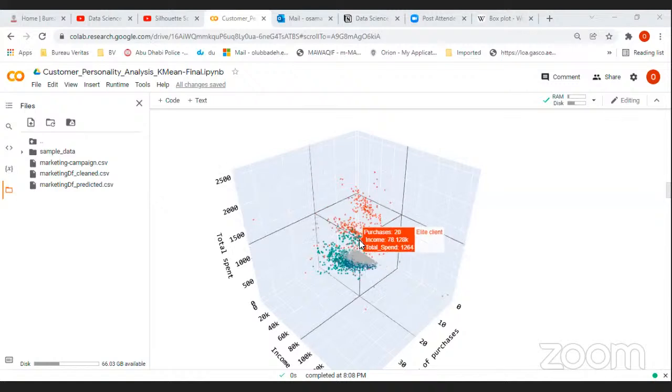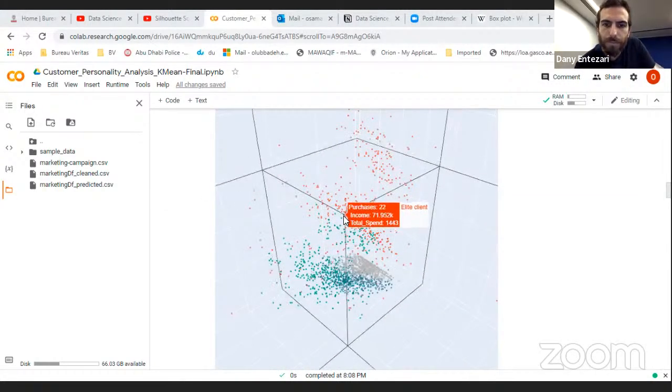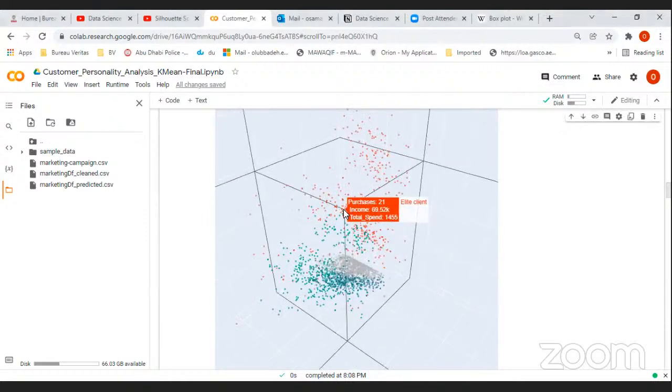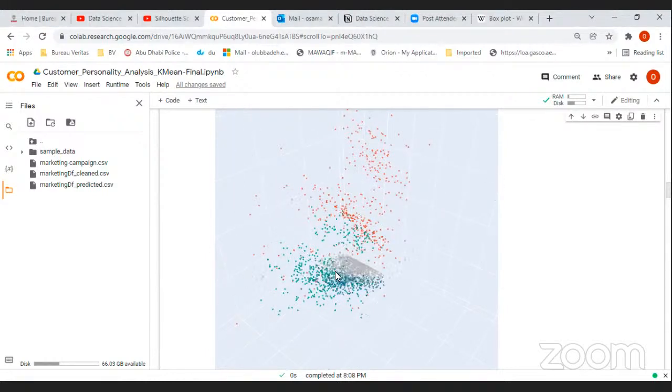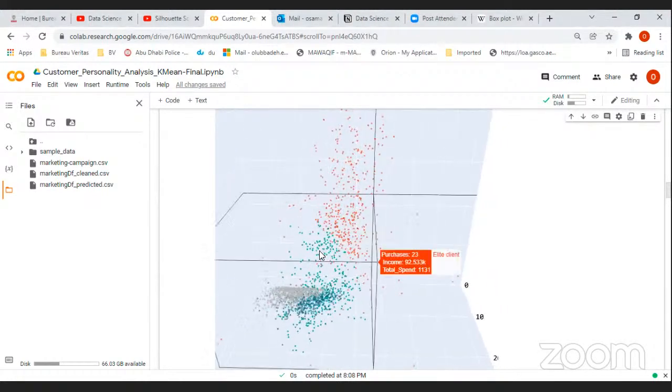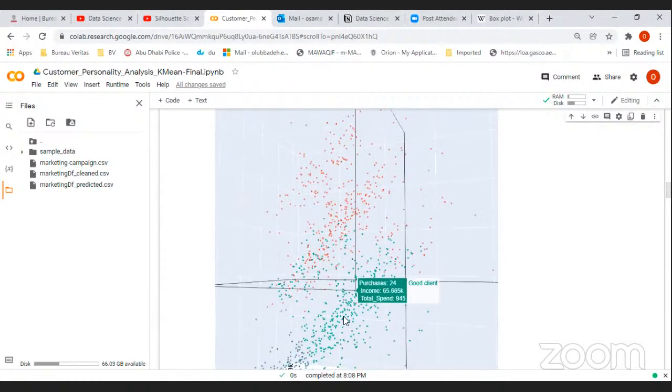Yeah, one moment. Let's share the screen. Okay. So you see here the 3D model. It's clustered here, by how many purchases, what's the income and how much they spend. The same as on the scatter diagram, but here you can easily see the clusters or the groups.